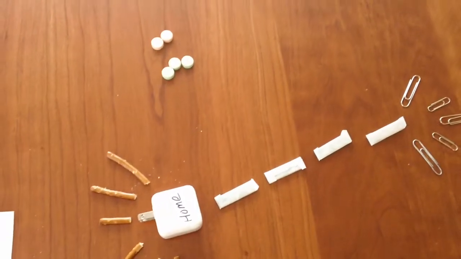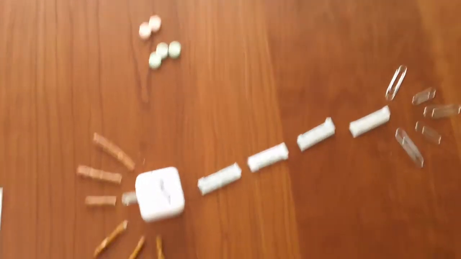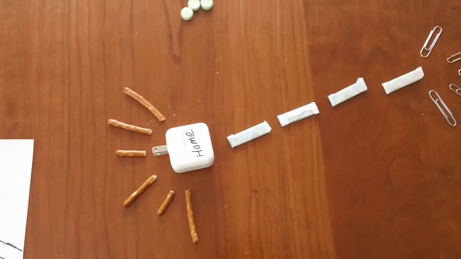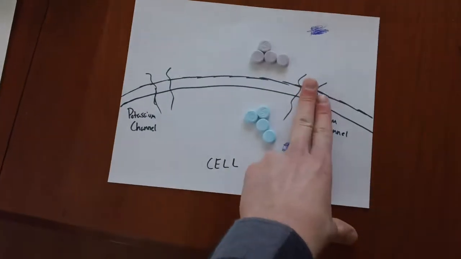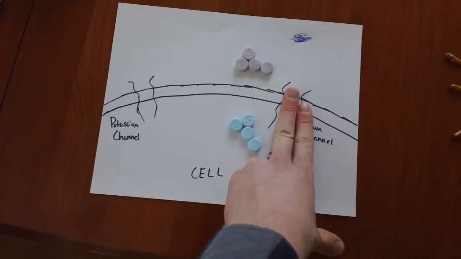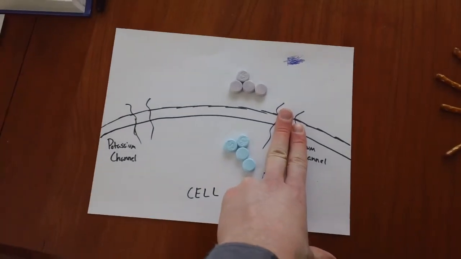When the cell gets repolarized, this is when it is done sending a signal and it is back at resting potential. The sodium channel closes at repolarization and the cell becomes more negative.